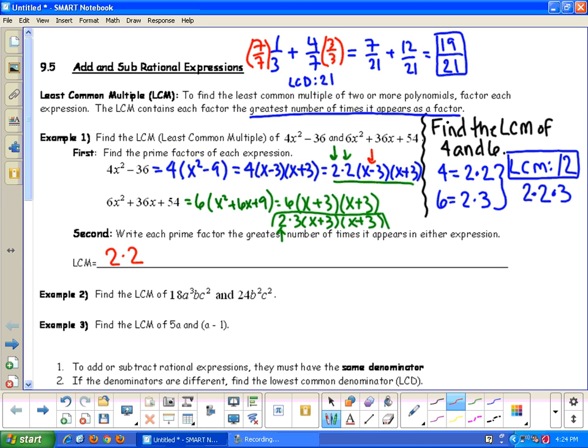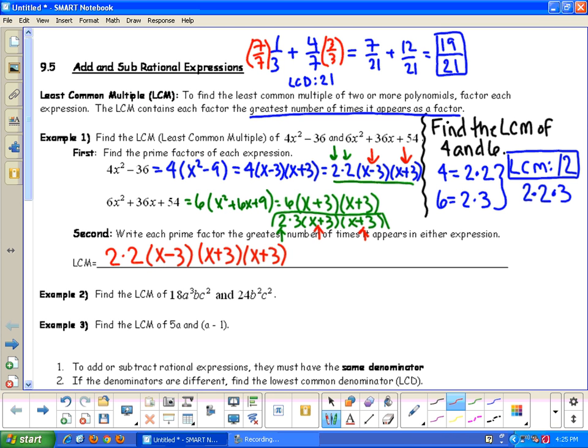So I have x minus 3 appears once here. It doesn't appear in the other one, so the greatest number of times it appears in either would be once. And then the next one I have x plus 3. I have 1 here, but I have 1, 2 in this equation, so that means I'm going to write it twice. X plus 3 and x plus 3.